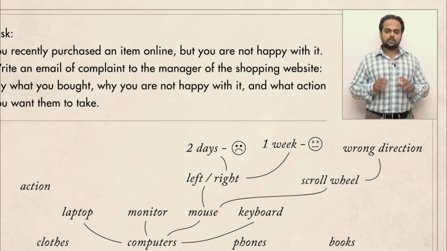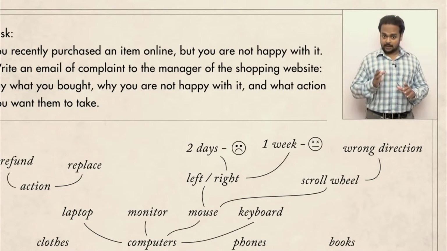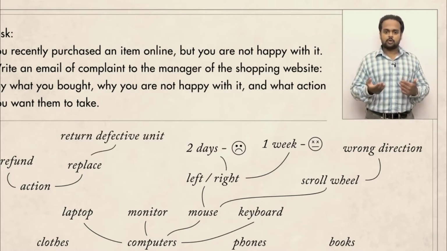But what do we want the shopping website to do? We can say, give me my money back. That's called a refund. Or we could ask for a replacement. I like that idea. Now, when they give me a new item, they will want the old one back. So I'll have to return the defective unit. That means the mouse that's not working. Alright, we are done collecting ideas.